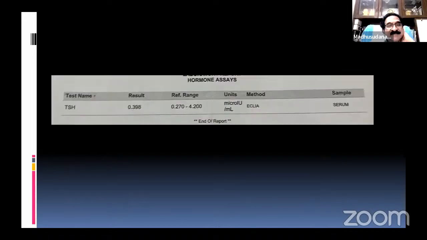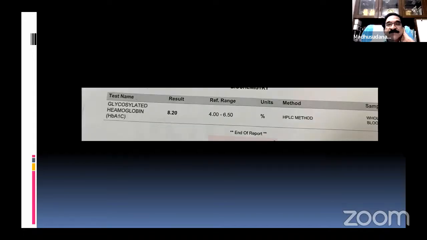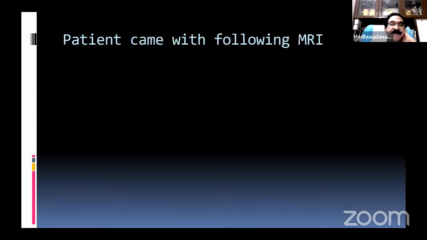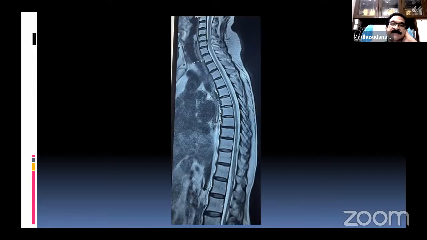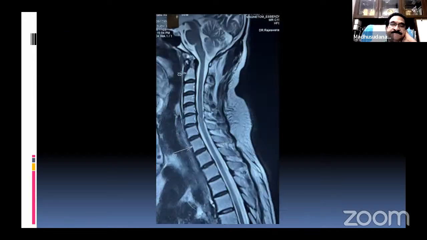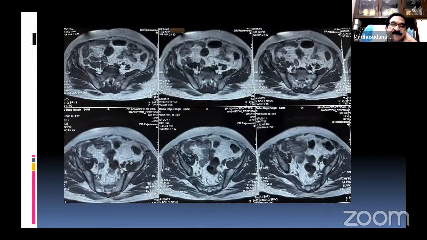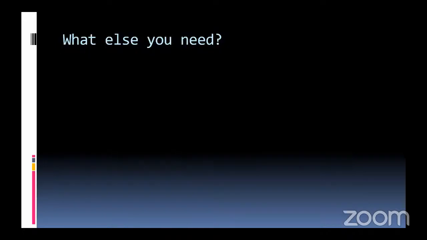I don't know, TFT is just normal. The patient came with the following MRI. This is the MRI. MRI of the hip girdle is normal. So what else do you need now?